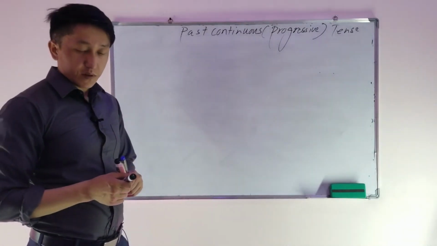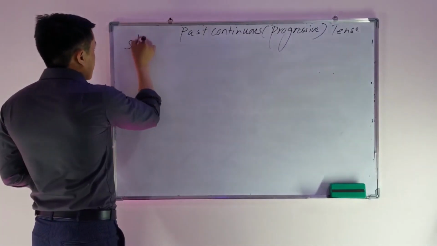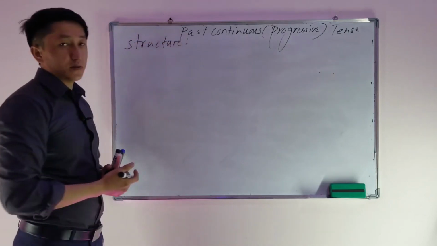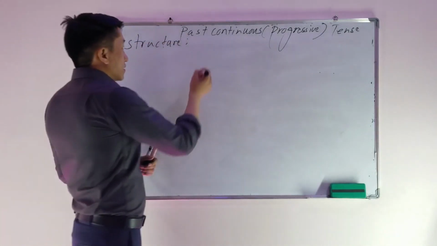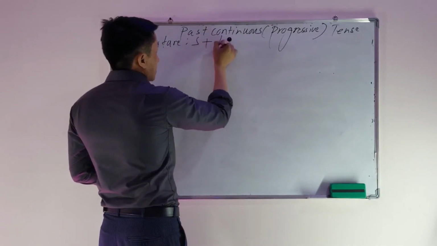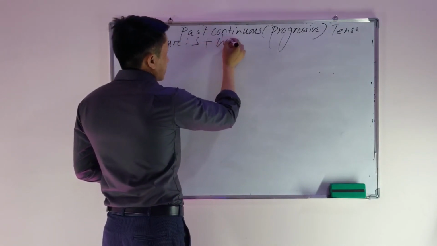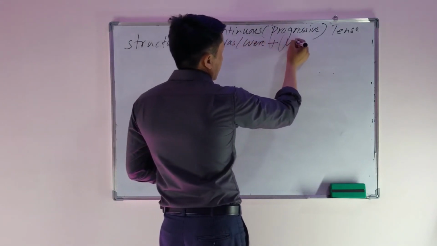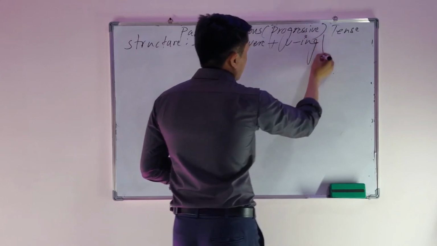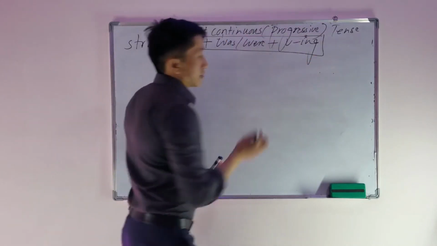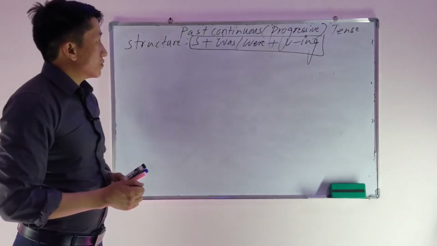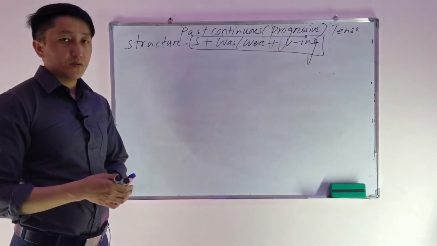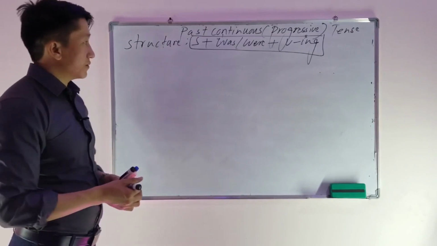But before we discuss the usages, let's discuss the structure. How can we make the past continuous tense? In order to make past continuous tense, we have to use subject plus a to be verb. Which to be verb do we use here? Was, were, plus verb ing. This is the structure of past continuous tense: subject plus was or were plus verb ing. Now this is the positive structure. We know how to change them to negative and also question.